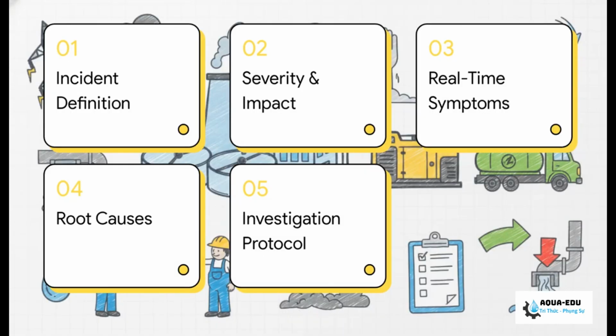So here's our agenda. We've got 5 sections to cover today: incident definition, severity and system impact, real-time symptoms, root causes, and finally our investigation protocol. Following this structure is key, so let's jump right in.